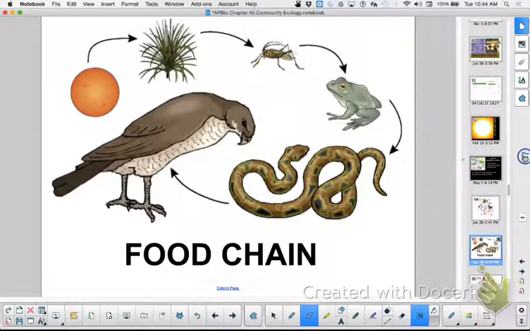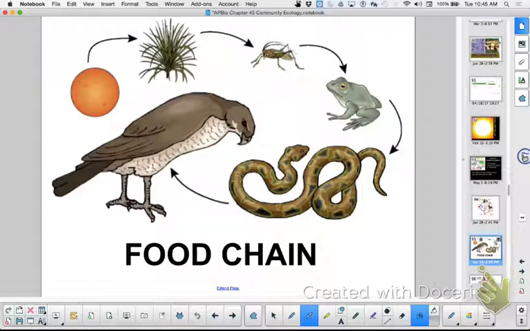I know this looks like an orange, but it's not. What is it supposed to be? The sun. Let's identify. So here's the sun's energy. What could we call this thing right here? A producer? What else? An autotroph. Good. Give me another name. Plant. Give me another name. Oh, it does look monocotish. Yes, I agree. A photoautotroph. Okay, that would all work.